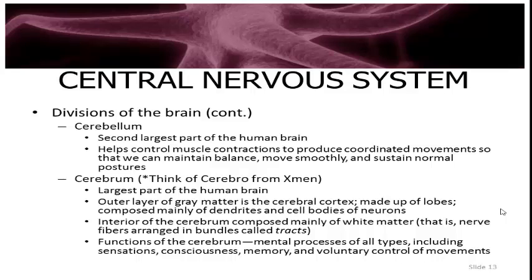The next division of the brain I like to remember from Cerebro, if you've ever watched X-Men. Cerebro was the device that was placed on top of Professor Xavier's head for him to be able to determine where other mutants were. So the cerebrum is the largest part of the brain, and includes the top of the head, the front, and the side. The outer layer of the cerebrum is gray matter, and we call that the cerebral cortex.